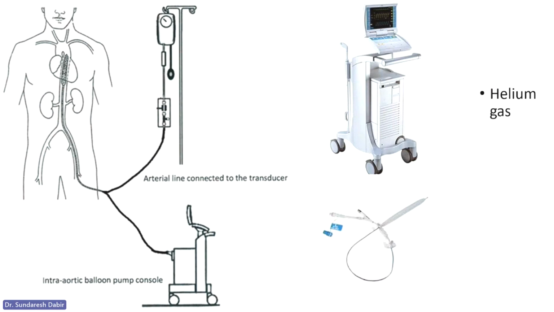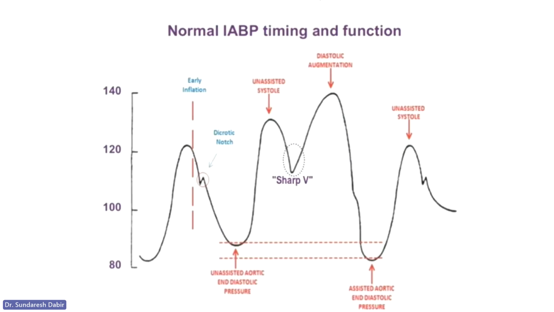So helium is inert, right? So if suppose a balloon bursts inside your body, nobody is going to die with it. That's why. So this is an IABP trace we should know, and IABP augments diastolic. So you should know that the diastole is augmented. This can be 1 to 1, this can be 1 to 2 or 1 to 3, as you can see in the machine. The machine gives you both augmented and non-augmented, correct?